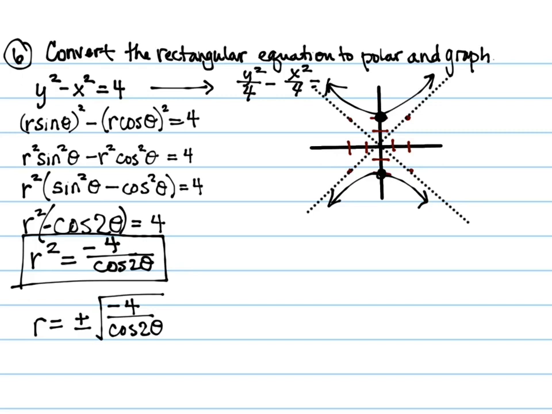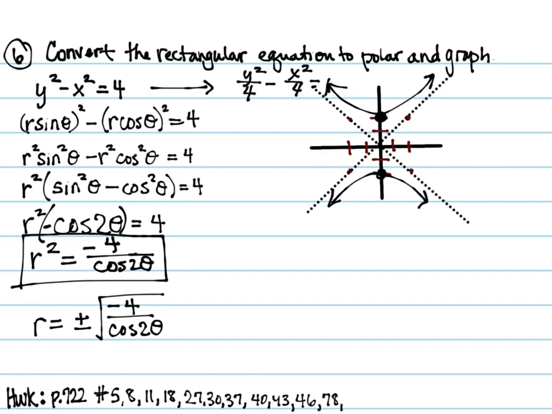I have some homework for you. This is kind of like the last time where the written part's kind of long. The WebAssign's fairly short, so try to balance that a little bit. This is page 722: 5, 8, 11, 18, 27, 30, 37, 40, 43, 46, 78. Some of them are graph on the calculator, right? 83 and 86.